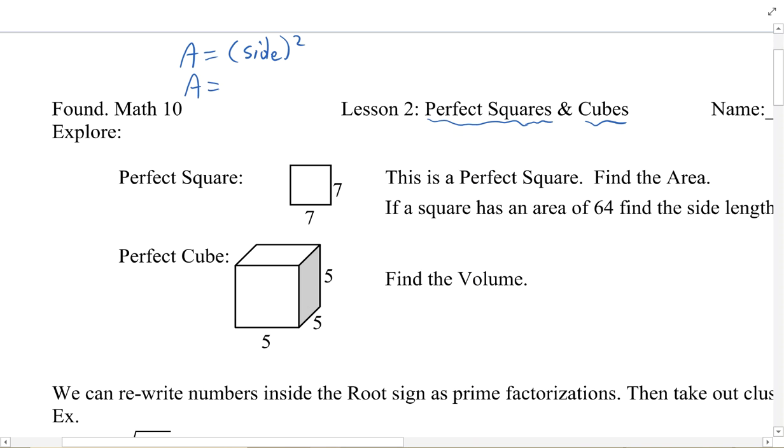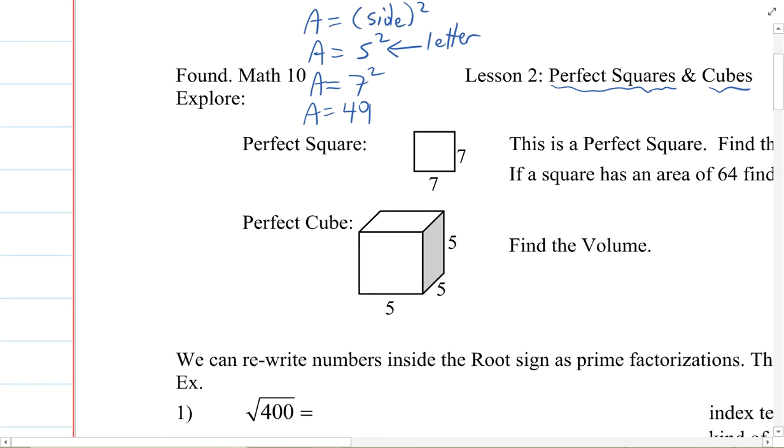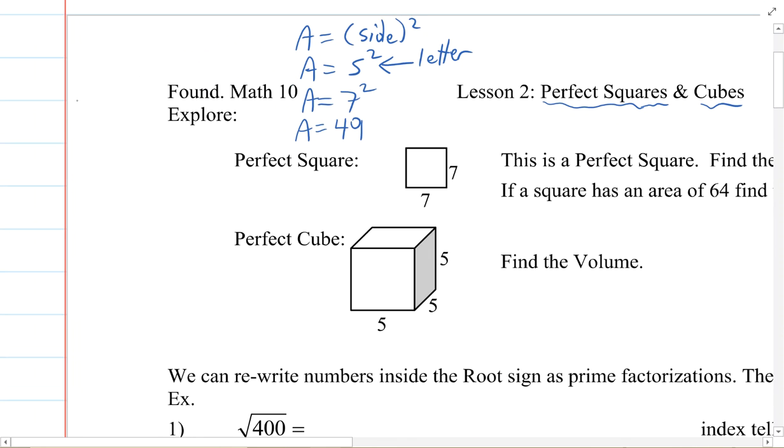We can abbreviate that with the letter S. So that's the letter, and it's squared. If we substitute in a number, for example, 7, we would get 7 squared, and our total area then is 49. When we are working backwards, we are doing something very similar. If the area equals 49, then we can substitute that into our formula for the area of a square, and A gets replaced by 49.